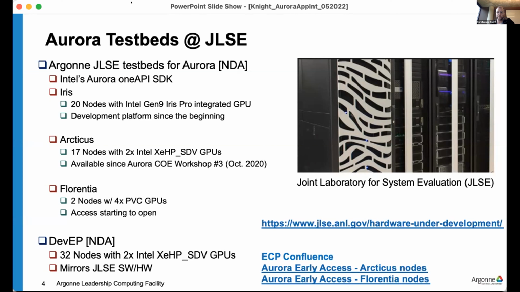If anyone here is interested in getting access to the testbed and doesn't already have it, there's information on the ECP Confluence page. If you look for Aurora Early Access, Arcticus, Florentia, you should quickly find a page, and then next steps to start getting access.